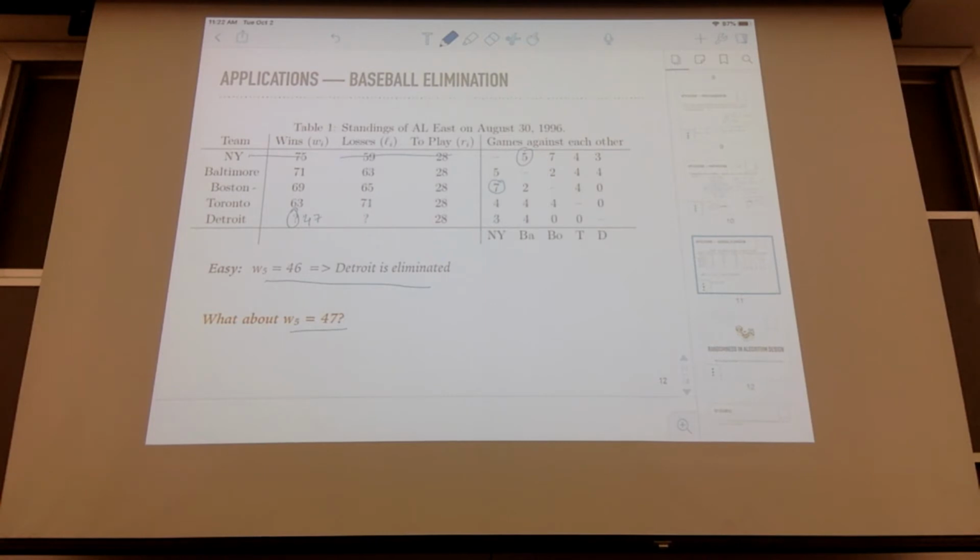So what he's observing is that in this scenario, I said that New York and Baltimore have 5 games against one another. Now, if New York won even one of those games, it would have 76 wins, and therefore Detroit cannot be joined first. Otherwise, Baltimore will have to win all of these 5 games, and this would then have 76. So in general, you can see that if you have a lot of teams, deciding whether a team is eliminated at this point or not can be a tricky thing.